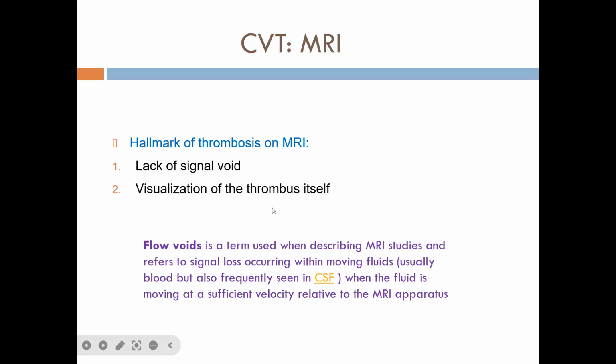Normal flow voids will be black in color, because whenever blood is flowing, the MRI will not be able to pick up the flow signal, which leads to signal loss and a hypodense signal. If in case of any obstruction, that will increase the flow of the blood, that will lead to the lack of signal void. This is called lack of signal.